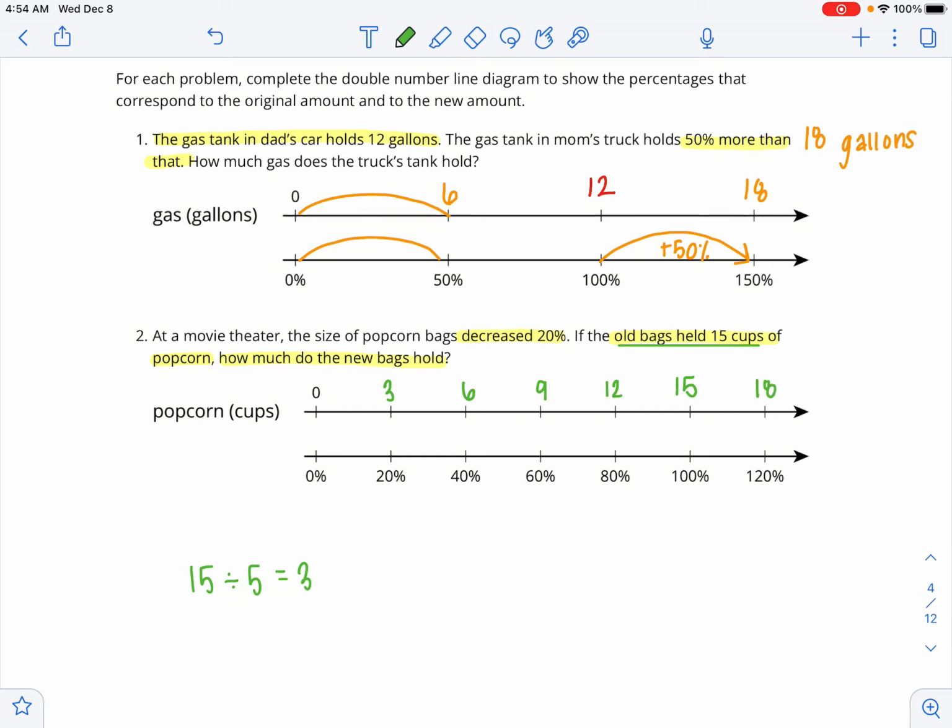Now, notice that when I counted by 3s, I had a number that filled every space, so I know I chose an appropriate way to scale my number line. The question is asking me what happens if the size of bags decreased by 20%. Remember that 100% is the size of the old bag, which means that we are decreasing, moving in the left direction, by 20%. That means that the new bags will hold 12 cups of popcorn because we decreased by 20% for 80%, which is 12 cups.